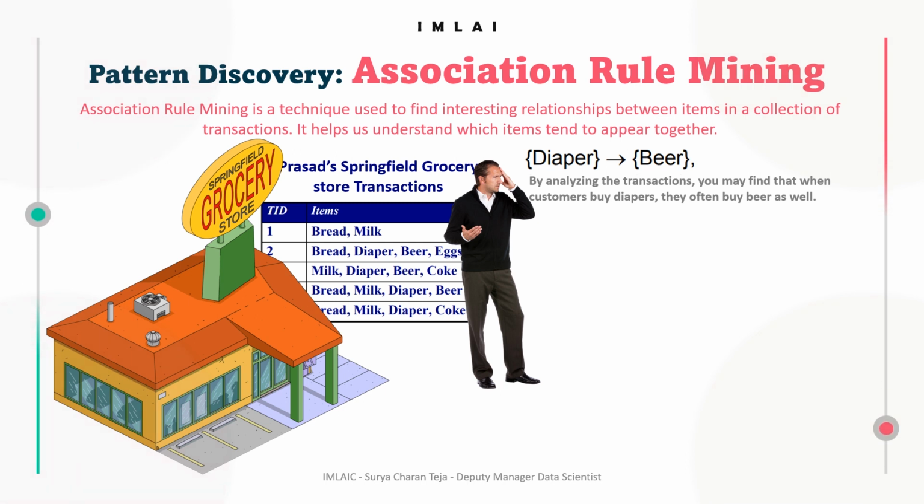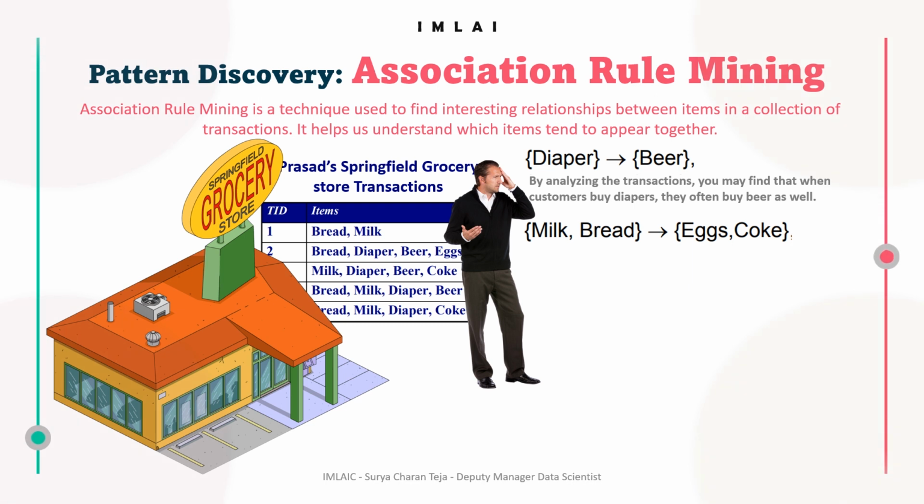By analyzing the transactions, he finds that when customers buy diapers, they often buy beer as well. So this is one implication. This is one association rule. What's next? Let's see.